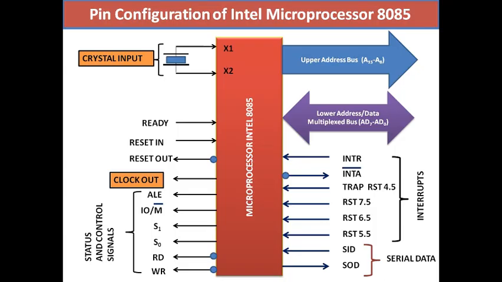There are a few more pins. Among them are interrupts. We will discuss each and every pin later on. There are two more pins, one is SID, another is SOD. SID is serial input data, and SOD is serial output data. There are two more pins. We call them HOLD and HLDA, that is hold acknowledge. These are basically used for DMA operations.